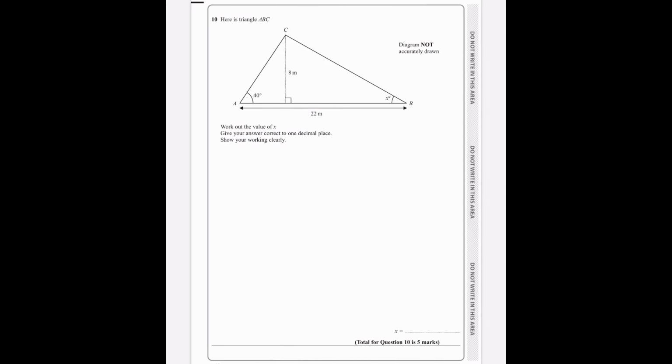Question 10. I'm going to label the base of the left-hand triangle as y. We'll get tan of 40 is going to be the opposite over the adjacent, so 8 over y. Quick rearrangement of that, y is equal to 8 over tan 40. You can leave it as 8 over tan 40 if you want to, or you can write it as 9.53.